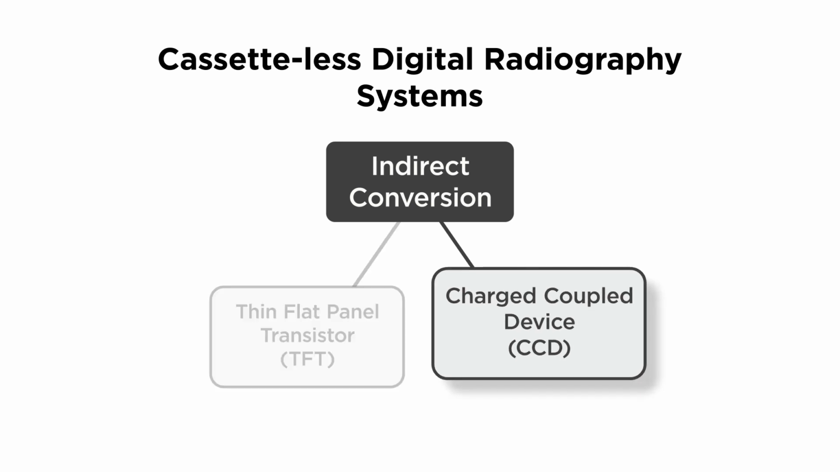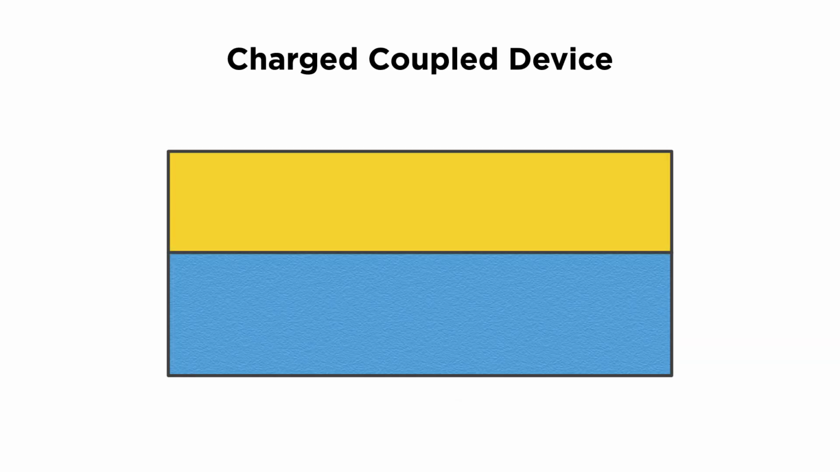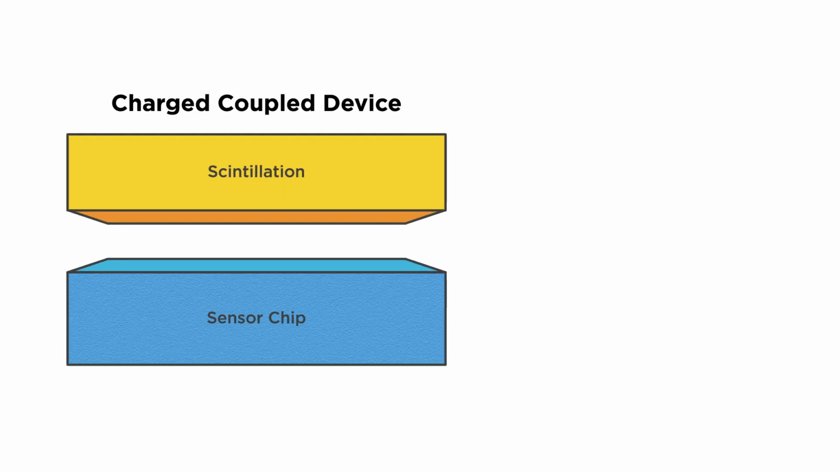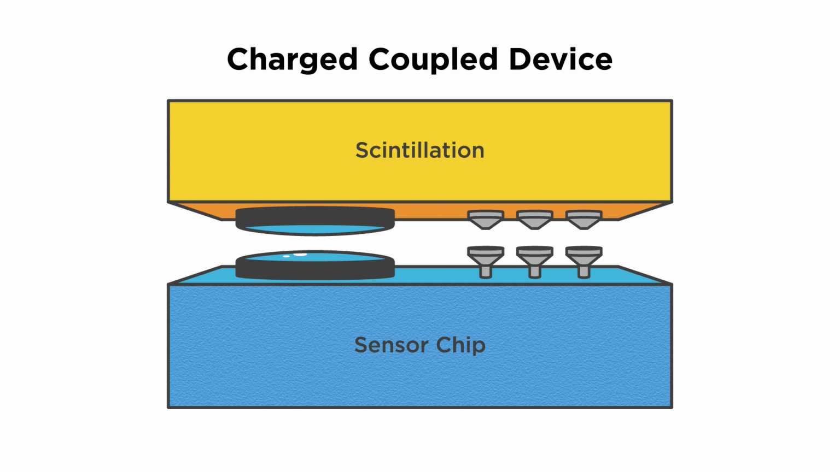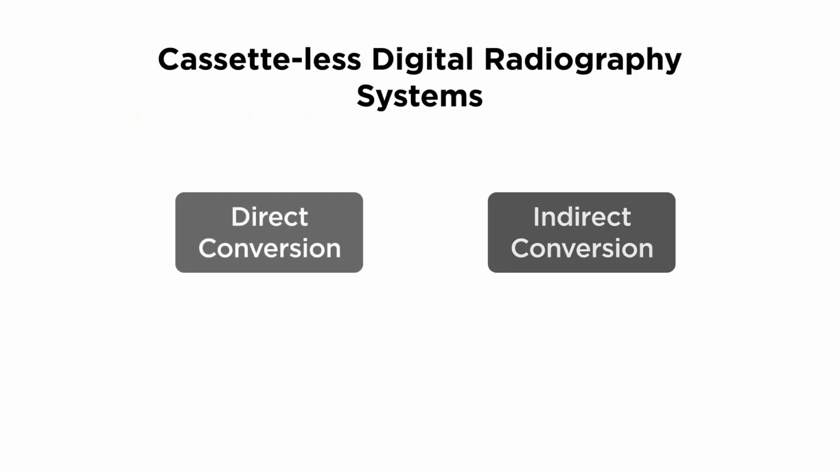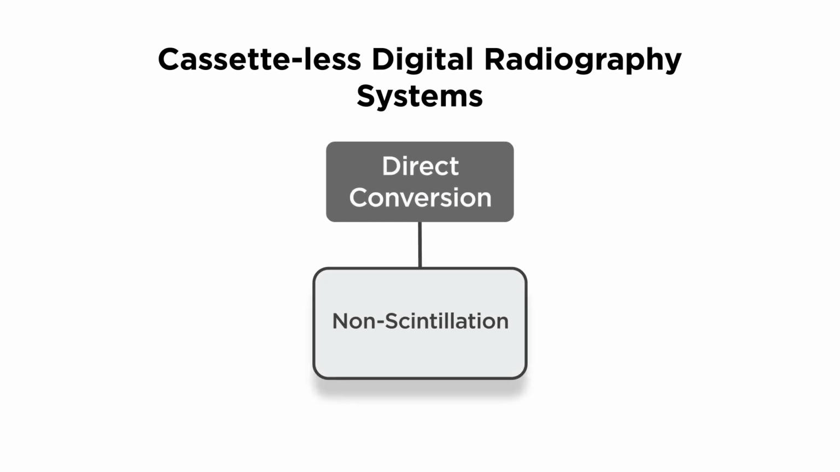The charge coupling device or CCD system is the other form of cassette-less digital radiography. CCD systems differ from the TFT systems in that with the CCD system, there is no photodiode or TFT layer. The scintillation layer within CCD systems is optically coupled to each CCD sensor chip by either lenses or fiber optics. The CCDs are able to both convert light photons into electrical signals as well as send the electrical signals to the computer for processing.